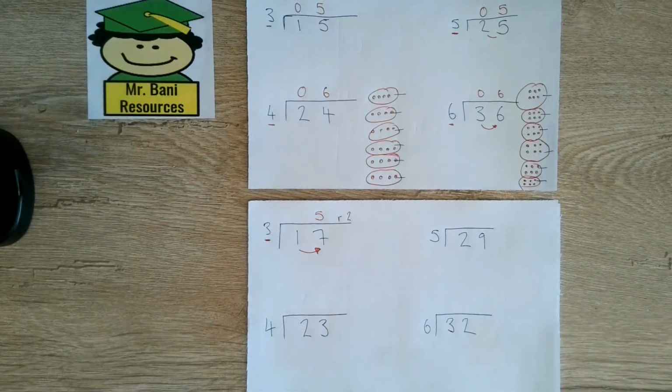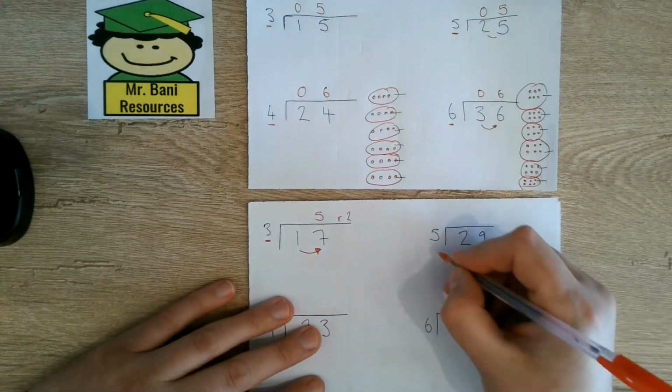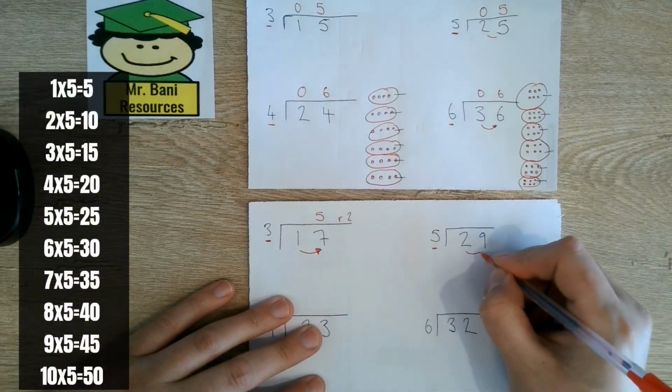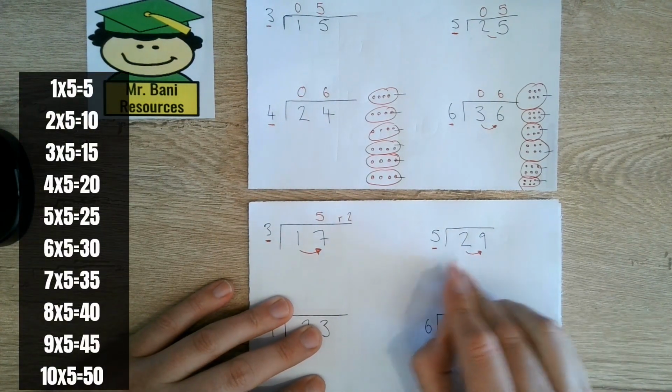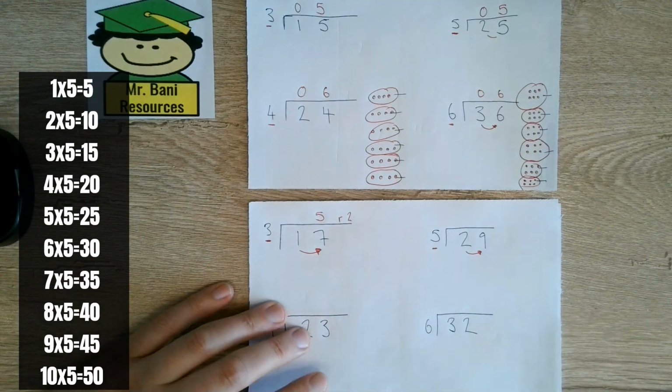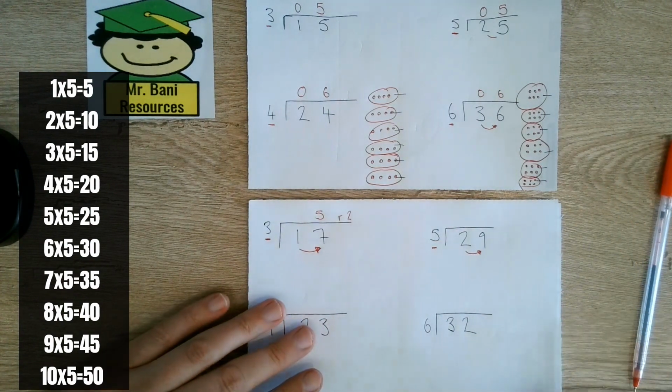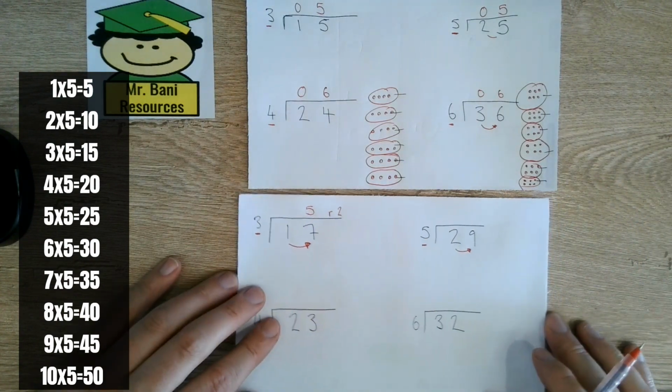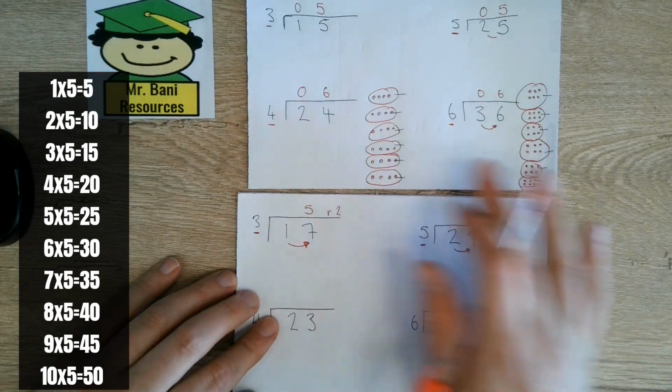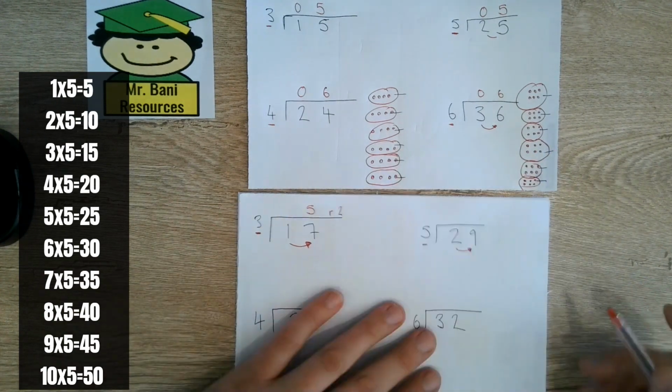Next, we've got our 5 times table. Does 5 go into 2? No. How many 5s go into 29? Let's do our times tables again. This time I'm going to do it pictorially, just for the more visual learners. You ready?